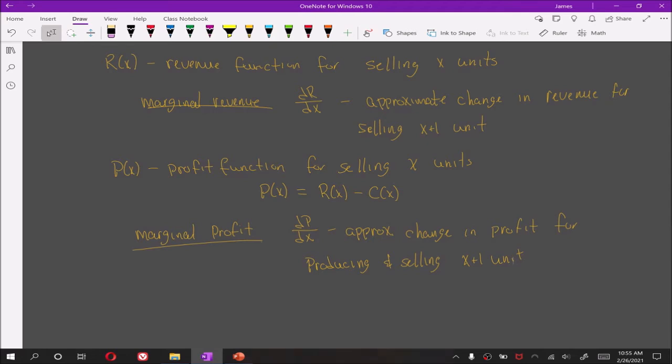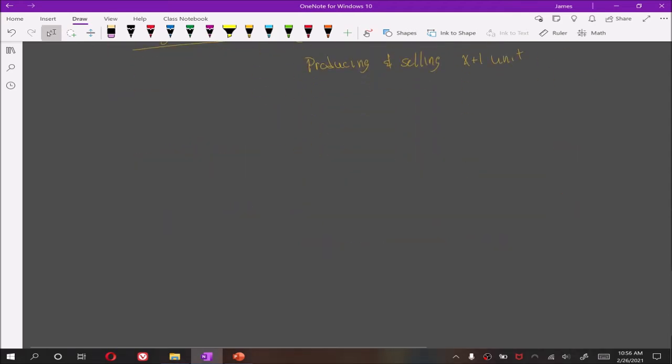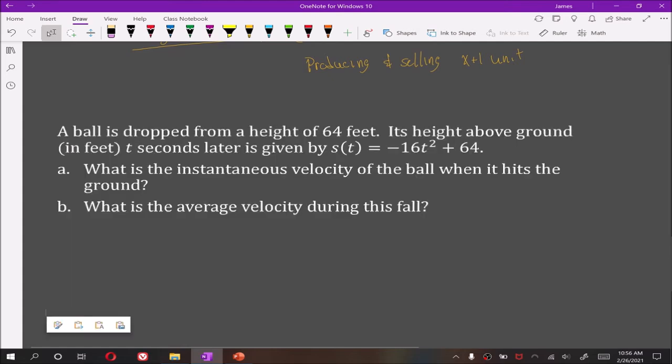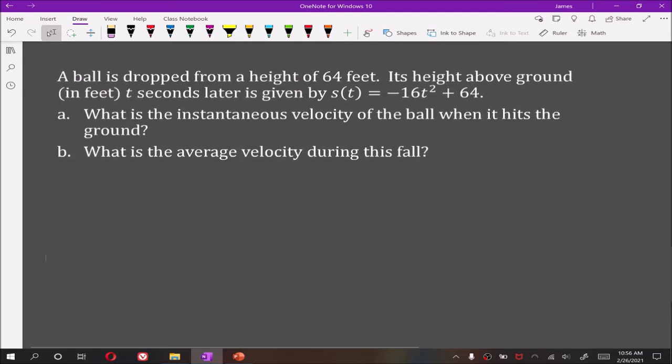We will now conclude by looking at several examples. So for our first example, let's look here. A ball is dropped from a height of 64 feet. Its height above ground, measured in feet, t seconds later is given by s of t equals negative 16t squared plus 64. We want to determine the instantaneous velocity of the ball when it hits the ground. So what is the velocity the instant the ball hits the ground? And then what is the average velocity during this fall?